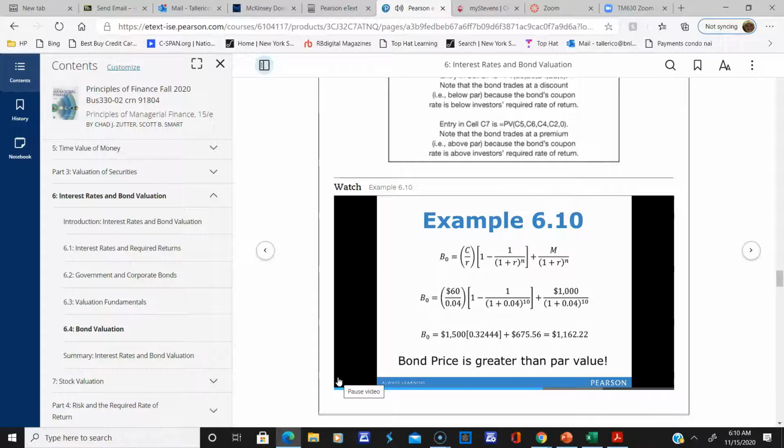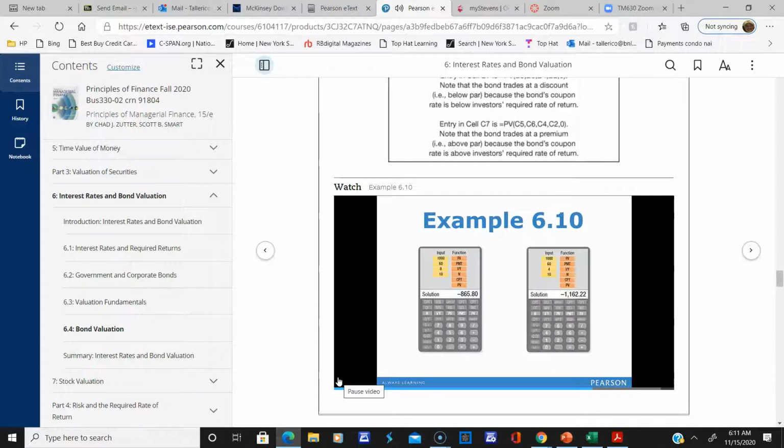Alternatively, if investors want a 4% return on bonds like this one, then the Mills Company bond is particularly appealing due to its 6% coupon rate. Investors will want to buy the bond, and they'll drive the bond's price up. Using the same equation as before, we see that when the market's required return is 4%, the bond's price rises to $1,162.22, which means that it sells at a premium.